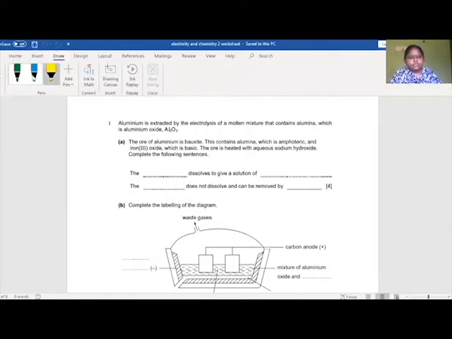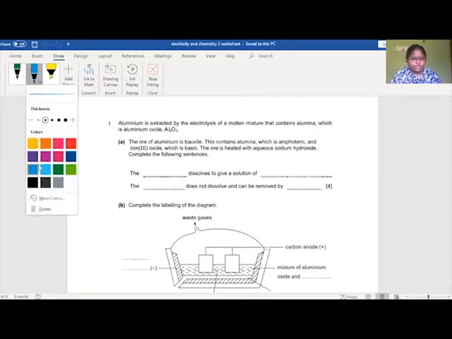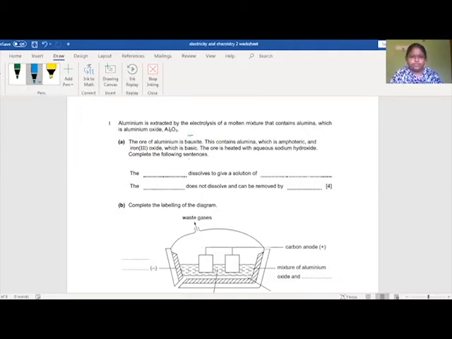So over here, the ore of aluminium is bauxite. Ore of aluminium is bauxite. Bauxite is again, what is it? Impure aluminium oxide. Impure Al2O3, right? So here this contains alumina, which is amphoteric. Amphoteric, very important clue they have given here.